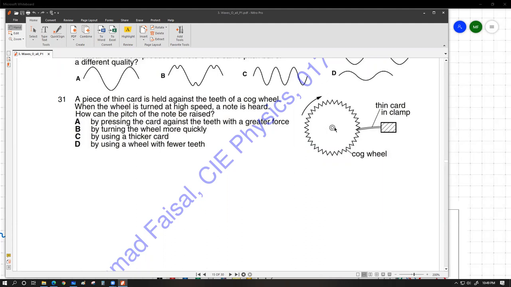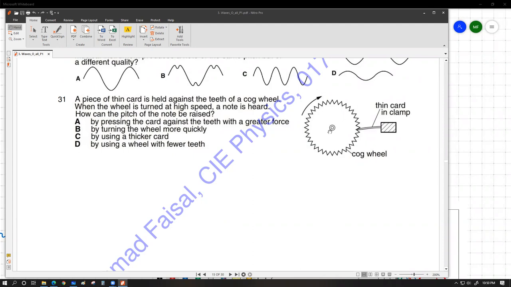Now, the idea is that every single time one of the teeth passes through the end of the card, the card is pushed down. When the card is freed from the tooth, it moves really fast upward and hits the upper card. So if you start rotating this thing slowly, the card is going to experience a continuous up and down motion. Can you visualize that? If we rotate the disc, this flexible thin card is going to move up and down, and that motion is going to produce vibration in the air, which can be heard by other people.